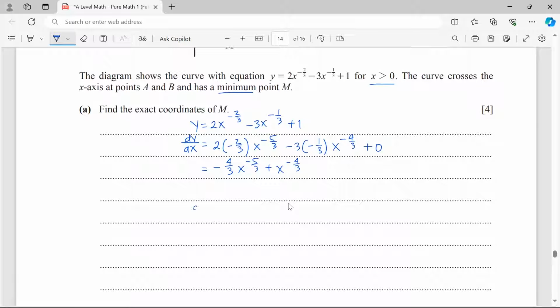So we make dy/dx equals 0. That means negative 4 over 3 x to the negative 5 over 3 plus x to the power of negative 4 over 3 equals 0. You can factorize this expression. So we have x to the power of negative 4 over 3, open the bracket. Inside the bracket, we have negative 4 over 3 x to the power of negative 1 over 3, and then plus 1 is equal to 0.